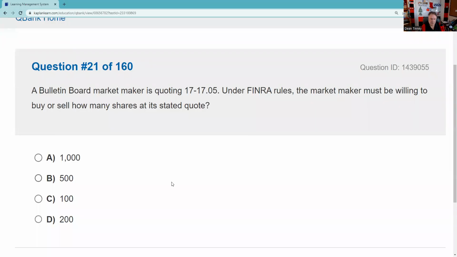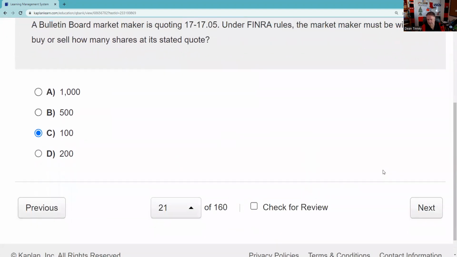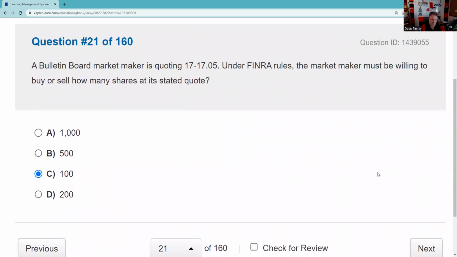A bulletin board market maker is quoting 1.71 to 1.705. Under FINRA rules, the market maker must be willing to buy or sell how many shares at the quoted price? The minimum quote is 100. You don't get many aim-and-shoot, point-and-click questions like that on your exam. Now remember, if I'm displaying size or I choose to participate in providing additional liquidity, that might be different, but don't bring extra stuff into questions.